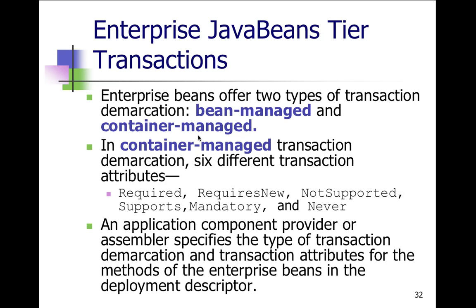Enterprise Java Bean Tier Transactions. Let's talk a little bit more about those beans. Enterprise beans offer two types of transaction demarcation: bean managed and container managed. So this gets kind of hairy after a while, but now we're familiar with the word bean.